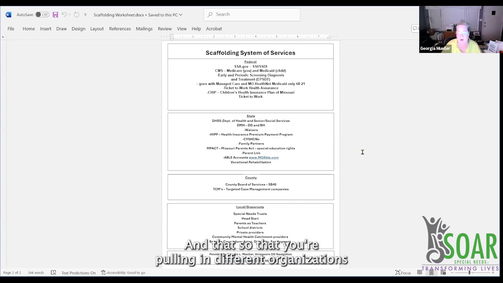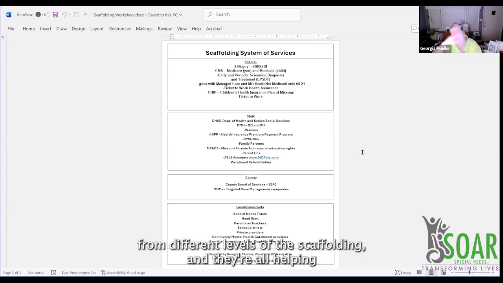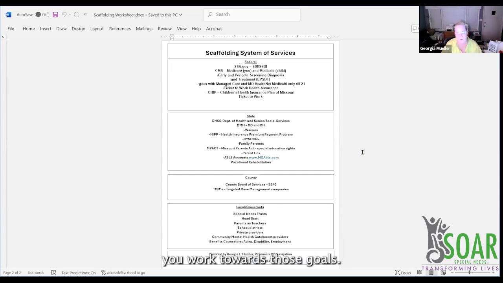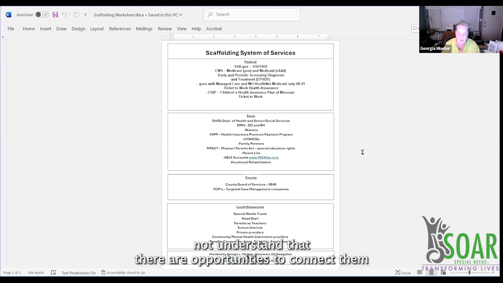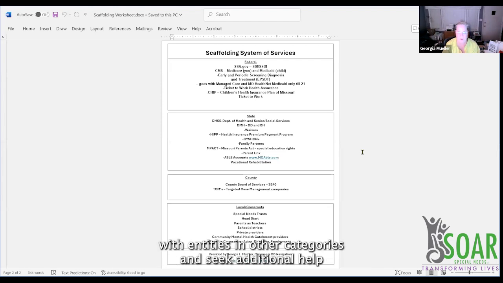So you're pulling in different organizations from different levels of the scaffolding, and they're all helping you work towards those goals. But if you didn't understand that Ability KC is located inside of this category, being local grassroots, you may not understand that there are opportunities to connect them with entities in other categories and seek additional help and seek ways to get those services paid for.